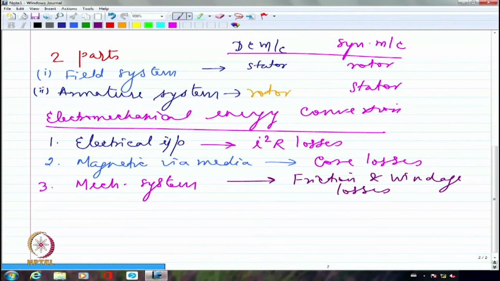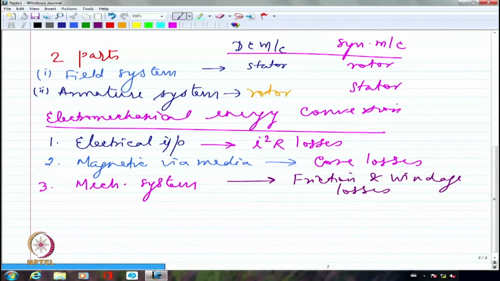Wind. So, if I am running the machine in vacuum, I will not face this problem. But unfortunately, we don't run the machine in vacuum. We always run it in an environment which is probably filled with air. Right? So, when the machine is rotating, it has to definitely displace the surrounding air. So, that air is going to offer some resistance to the movement of the machine. That particular loss encountered because of the presence of air or wind, surrounding wind, that is known as windage.